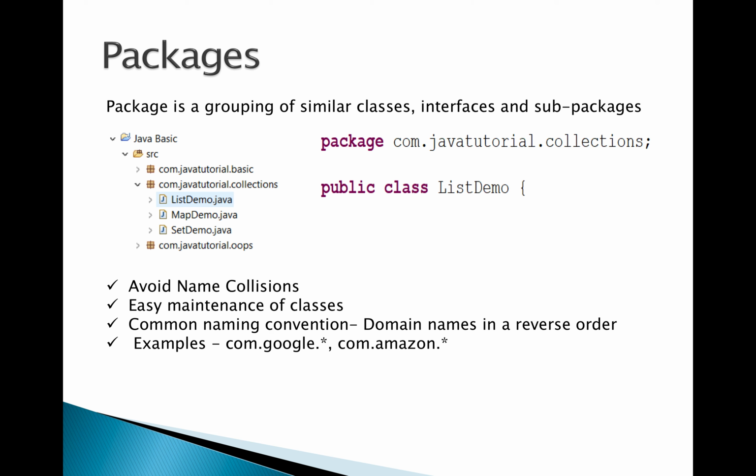So if you name the package starting with com.google, then you can add your modules there. Let's say Google has a maps module and a mail module. It can put all the mail related classes in com.google.mail, and all the map related classes in com.google.maps. Like that, it is easy to organize into domain name, module name, submodule name. They can organize their classes more effectively using packages.